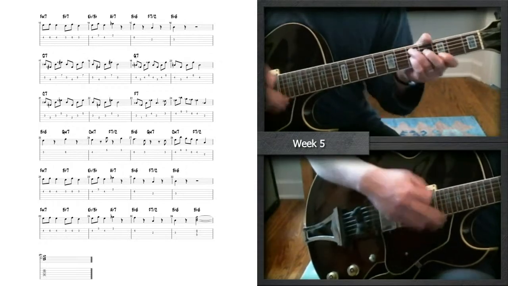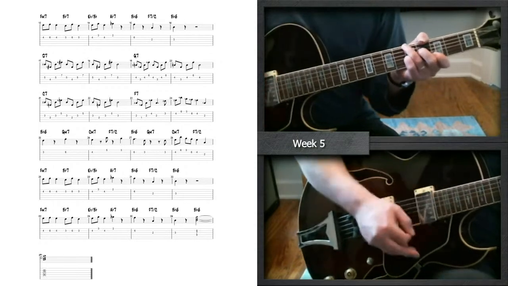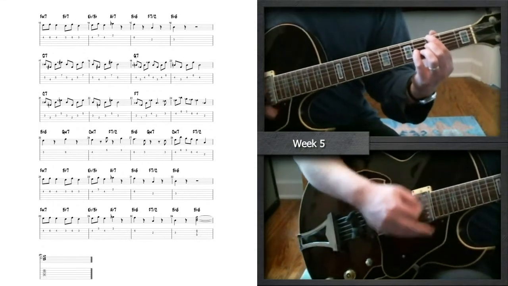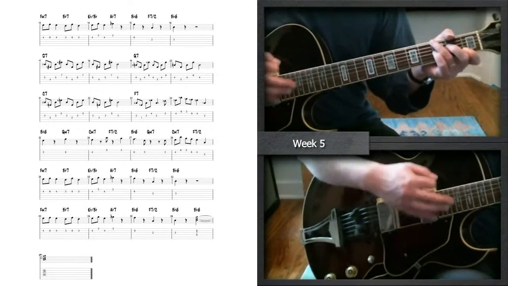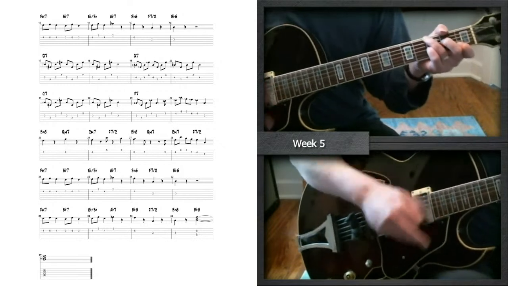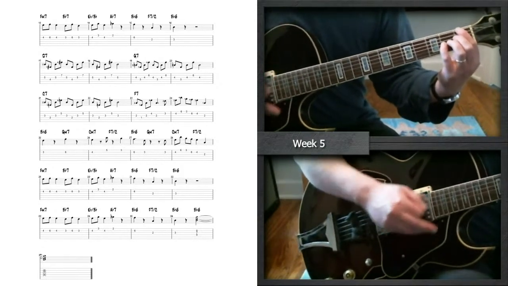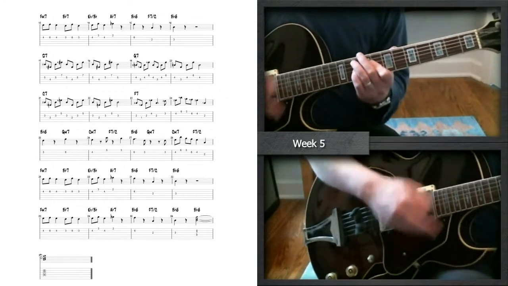Bridge. D7 for 2 bars. Boom, boom, boom. G7. C7. F7. Now one more A section. 32 bar tune, right?